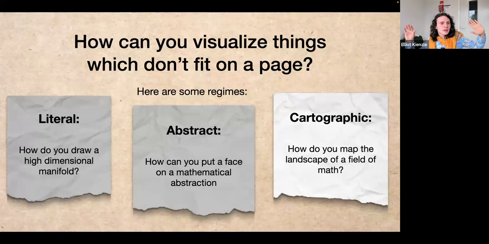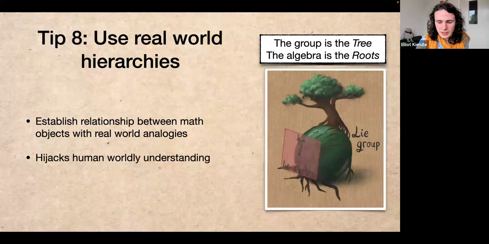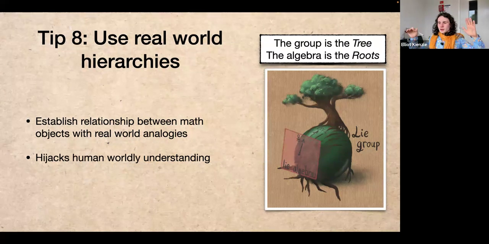So far, we've done everything with representing single ideas and how to represent those better. And I want to move on to this question of how we connect those ideas to each other, and how to build those connections. Tip number 8 is to use real-world hierarchies. The real world is full of things related to each other, like the roots of a tree support the tree. The tree grows from the roots, for example.